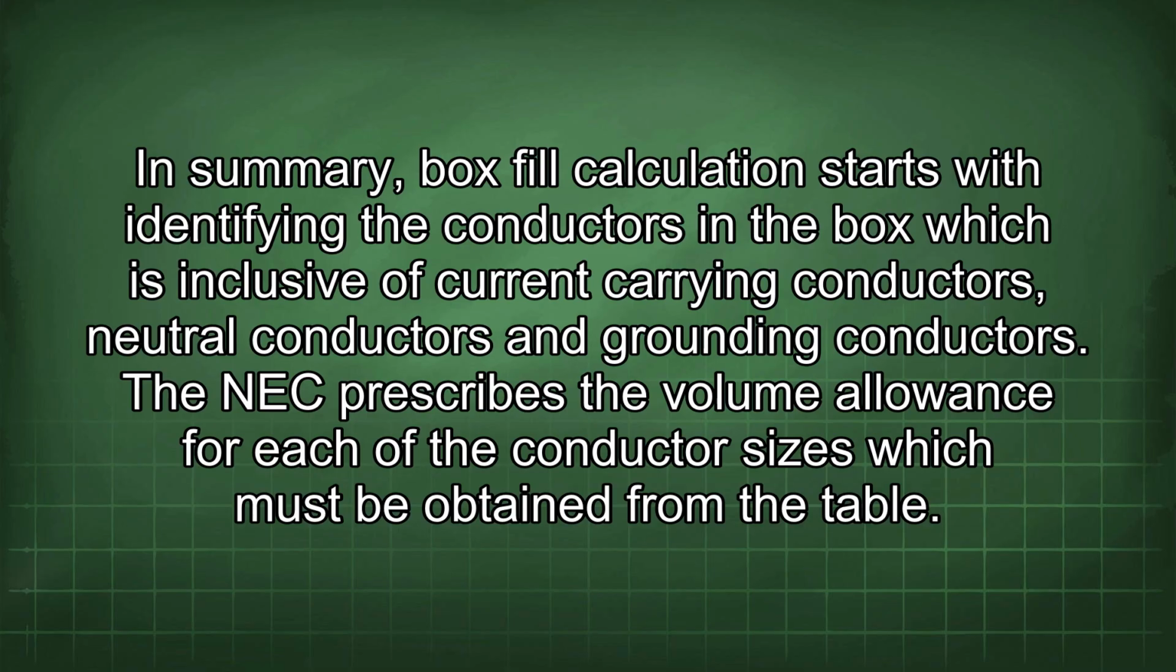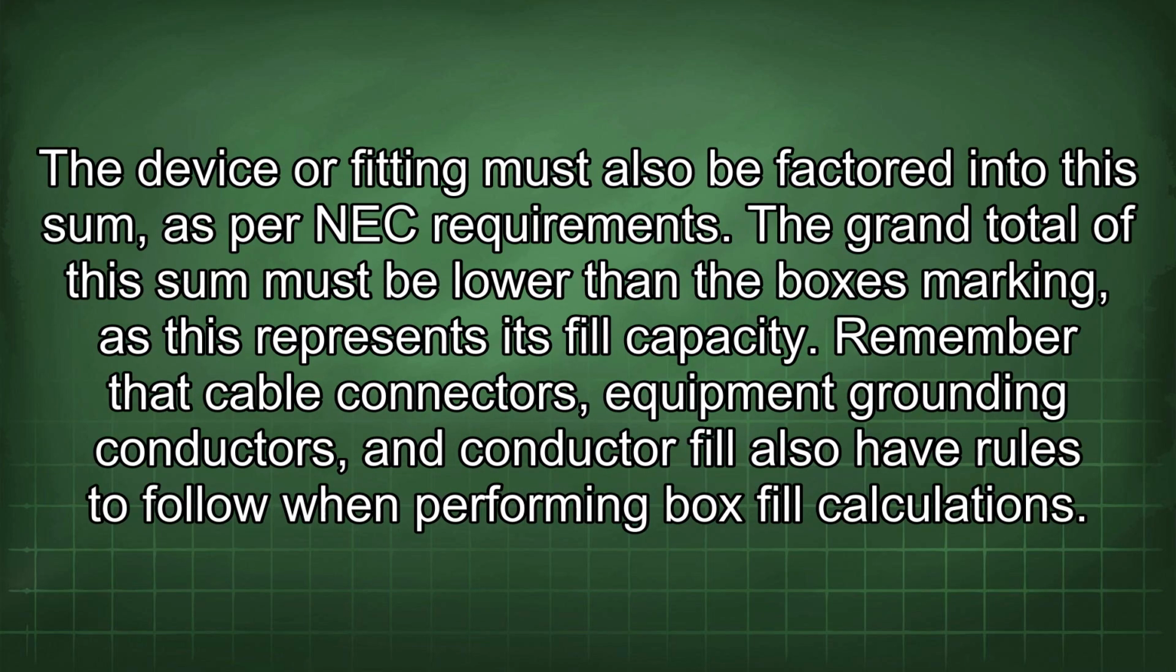In summary, box fill calculation starts with identifying the conductors in the box, which is inclusive of current carrying conductors, neutral conductors, and grounding conductors. The NEC prescribes the volume allowance for each of the conductor sizes, which must be obtained from the table. The device or fitting must also be factored into the sum, as per NEC requirement. The grand total of the sum must be lower than the box's marking, as this represents its fill capacity. Remember that cable connectors, equipment grounding conductors, and conductor fill also have rules to follow when performing box fill calculations.